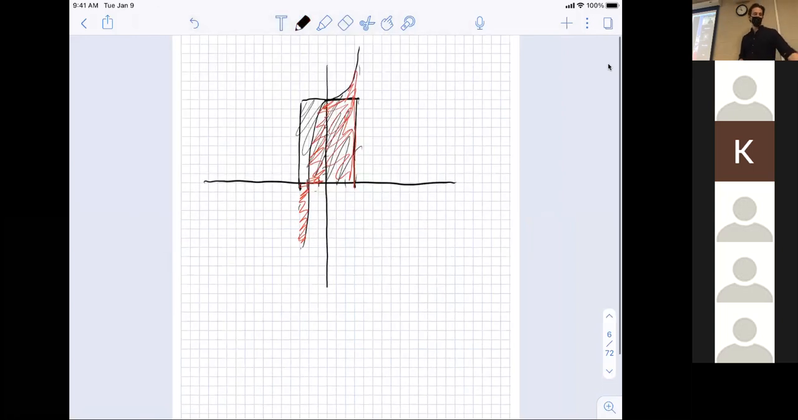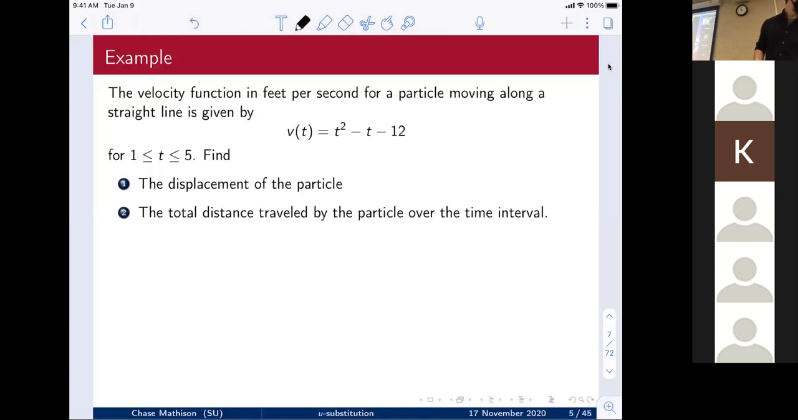Very good. All right, and then one more example from yesterday. The velocity function in feet per second for a particle moving along a straight line is given by v of t equals t squared minus t minus 12 for t between 1 and 5. We're going to find the displacement of this particle and the total distance traveled by the particle over the time interval. So what does it mean that it's traveling in a straight line?